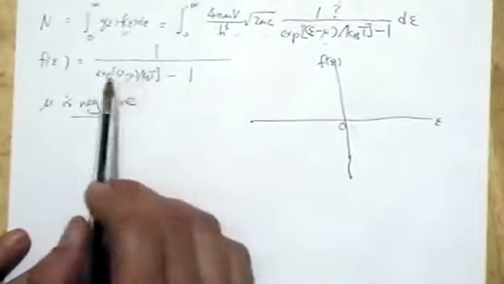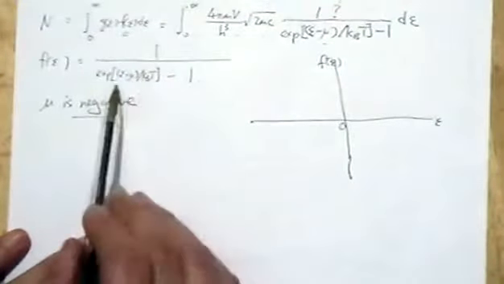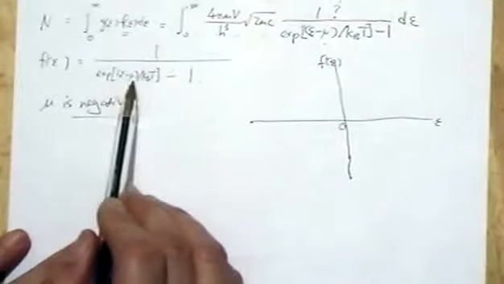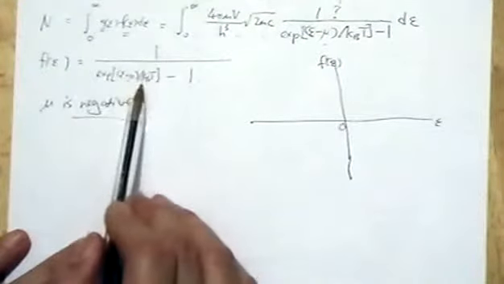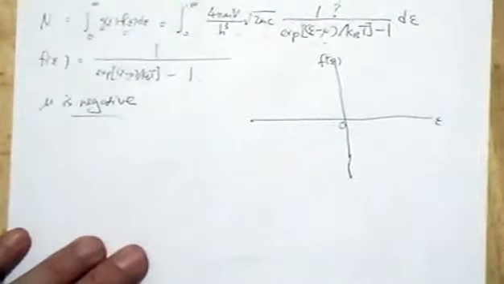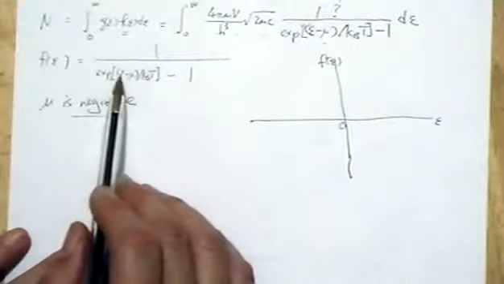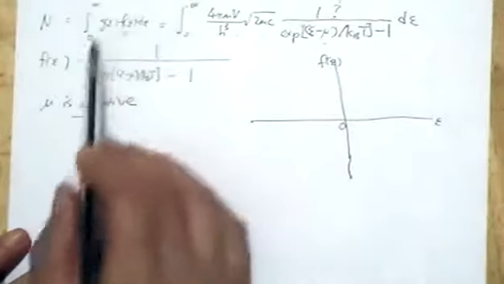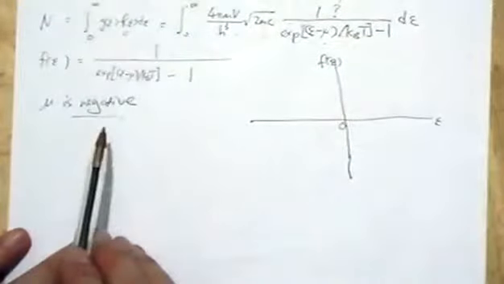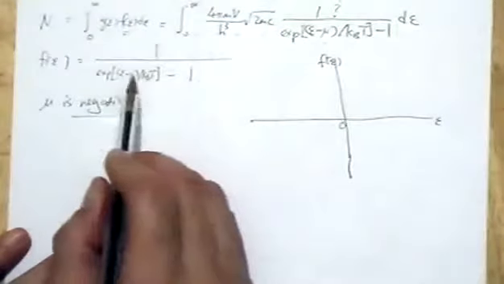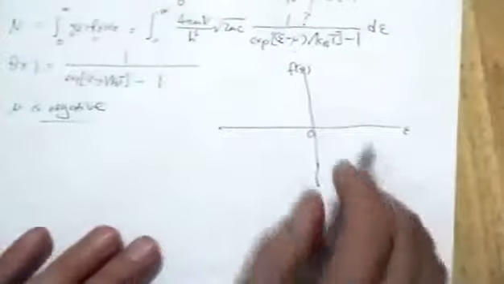Now think about the denominator. If E, the energy, is equal to mu, then E minus mu is 0, and the exponential of 0 will be 1. And 1 minus 1 will give us a 0 at the denominator. What this means is that if E gets close to mu, the function goes to either plus or minus infinity. So E equals mu gives us an asymptote.